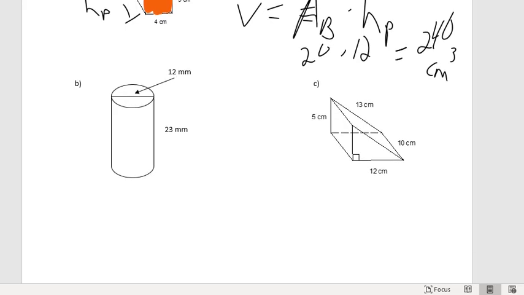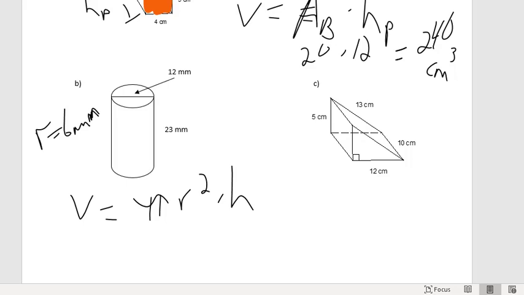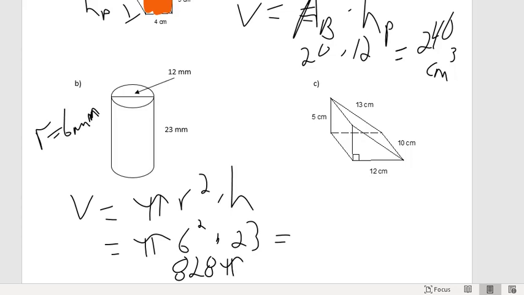All right, part B, we are looking at a cylinder. The radius is 6 millimeters. So the volume, we have a direct formula for that. Pi r squared times h. So it's pi times 6 squared times 23. And 36 times 23 is 828. So this is 828 pi, and then our units are millimeters cubed.